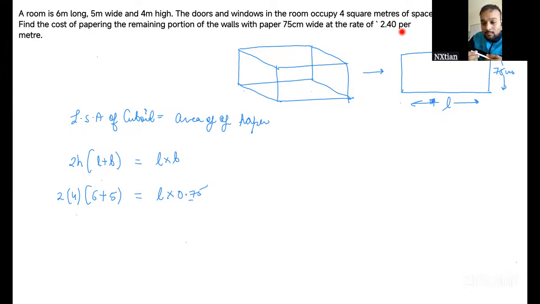Okay? Yeah. So they're just asking me the length of the wallpaper needed, that's all. Yes. Okay. And when you find the length, you have to multiply it by 2.40 so that you can get the total cost. Okay, got it. Yeah, next question, please.